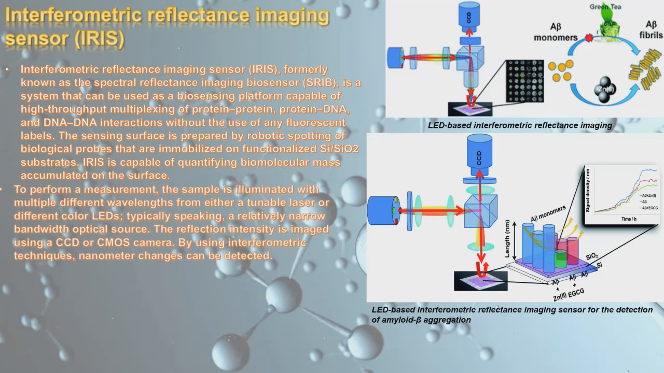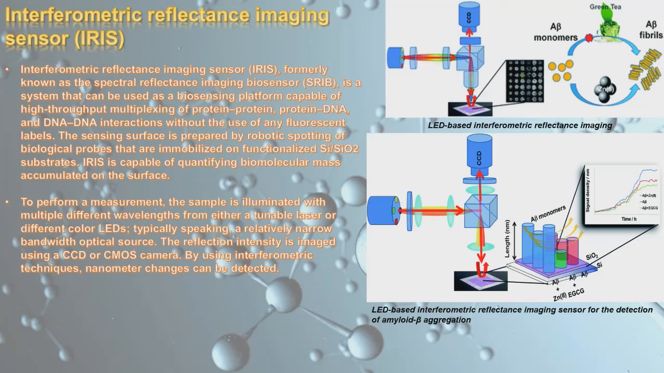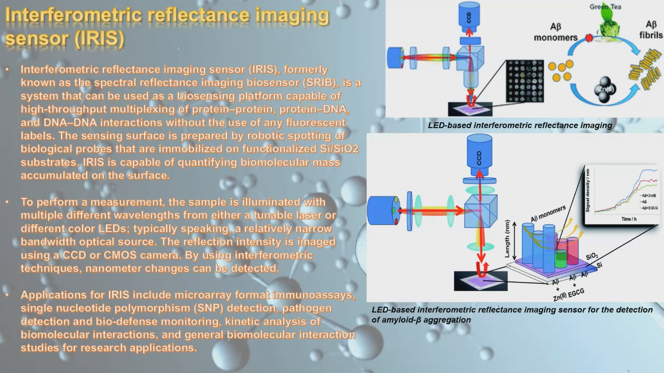To perform a measurement, the sample is illuminated with multiple different wavelengths from either a tunable laser or different colored LEDs, typically a relatively narrow bandwidth optical source. The reflection intensity is imaged using a CCD or CMOS camera. By using interferometric techniques, nanometer changes can be detected. Applications of IRIS include microarray format immunoassays, single nucleotide polymorphism or SNP detection, pathogen detection, biodefense monitoring, kinetic analysis of biomolecular interactions, and general biomolecular interaction studies for research applications.